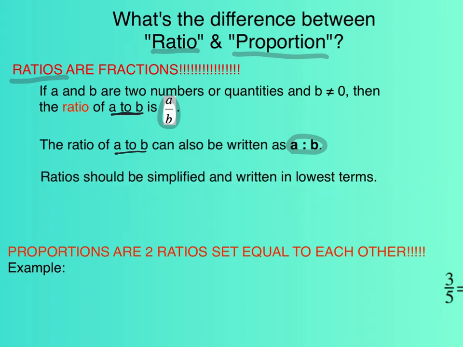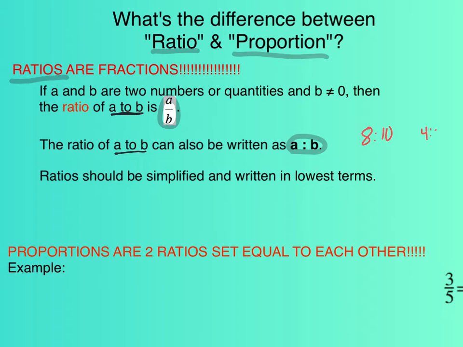And then lastly, ratios should be simplified and written in lowest terms. So a ratio of 8 to 10 would not be a completed ratio. You'd have to make that 4 to 5, or it'd be easier as 8/10 would be 4/5.